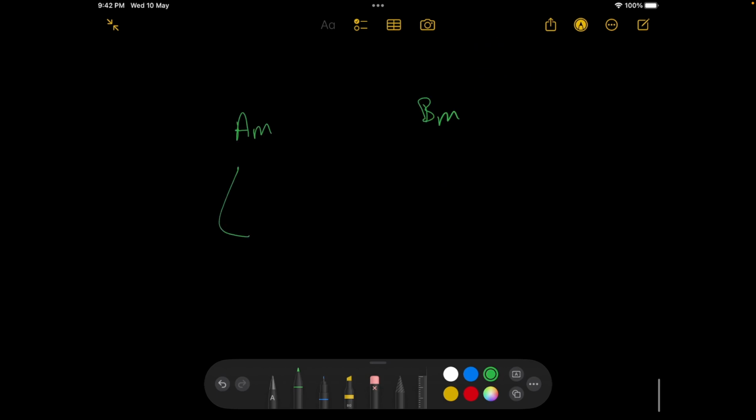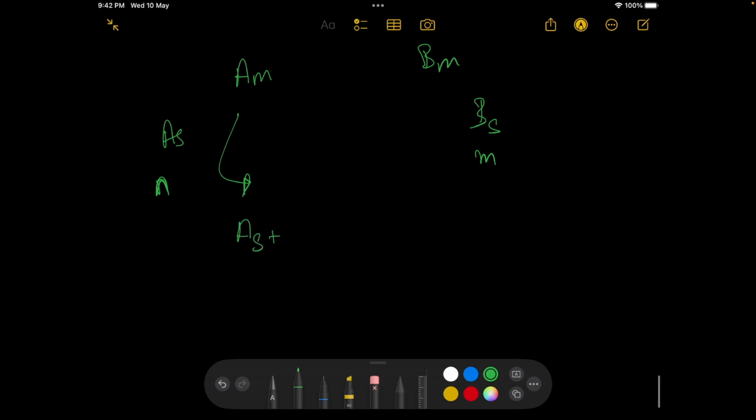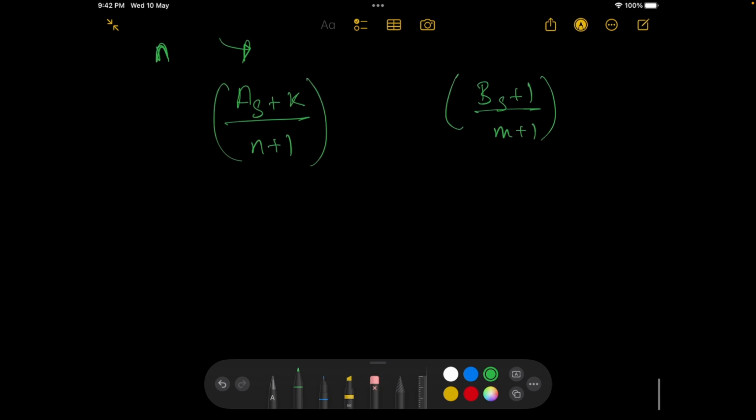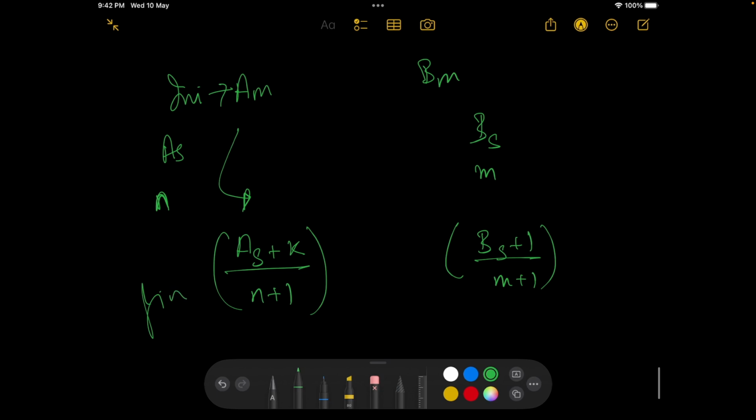Now let's call the sum of A as AS and the number of elements as N, and the sum of B as BS and the number of elements as M. If I add K to A, then the mean would become (AS plus K) divided by (N plus 1), right? If I add 1 to B, then the mean would become (BS plus 1) divided by (M plus 1), right? So this is the initial value, and this is the final value.